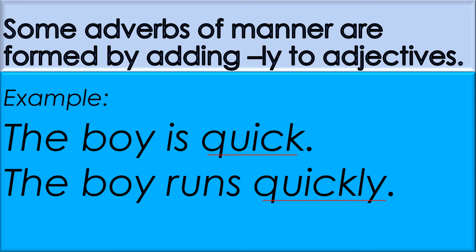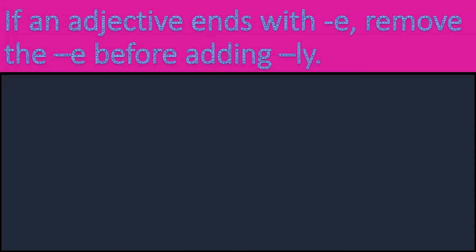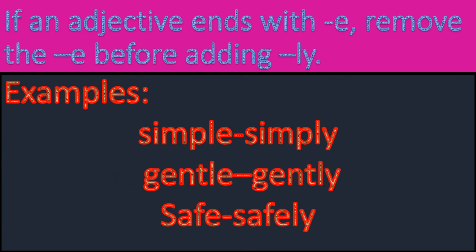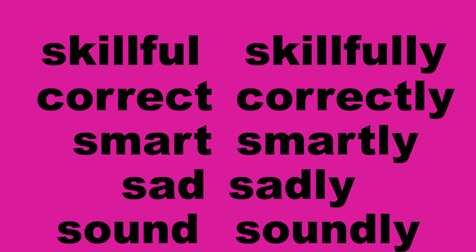Very good. Now, if an adjective ends with E, remove the E before adding ly. Examples: simple, simply; gentle, gently; safe, safely. Other examples of adverb of manner are skillful, skillfully; correct, correctly; smart, smartly; sad, sadly; sound, soundly.